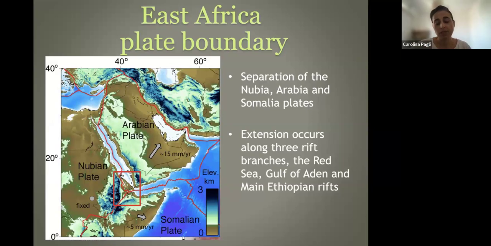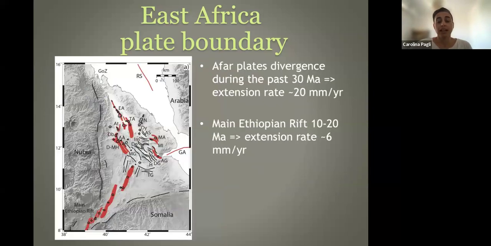And the examples I'm going to show, they all come from different segments or portions of this plate boundary, either in Afar or in the main Ethiopian Rift. Let's watch it in a little bit more detail, at least the area that we are going to present. Afar is a very depressed area that has been formed in the last about 30 million years. So it's the older sector of the divergent East Africa triple junction. And here the extension also is the highest.